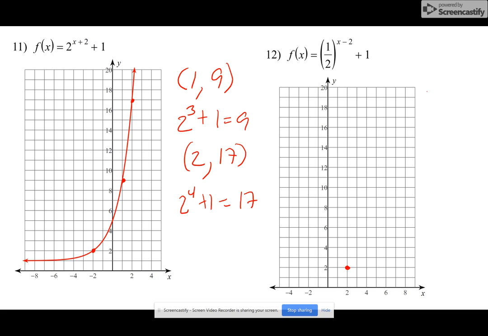Now let me choose negative values for x. So I have 1/2 to the negative 3 plus 1. 1/2 to the negative 3, that's the same thing as 2 to the third plus 1. So I'm going to say my y value is 9. I can come up with other points, but I think we have enough. 2 points is really enough. I have those 2 points on the graph.